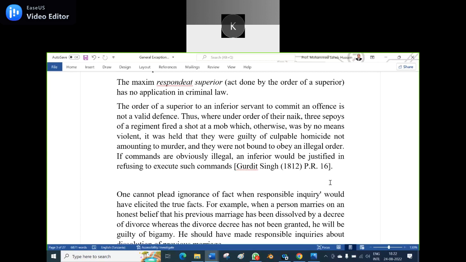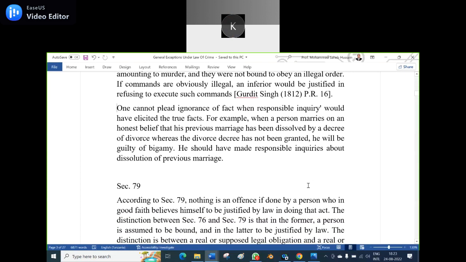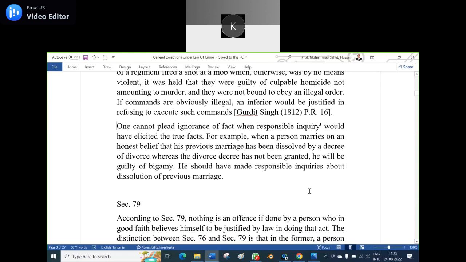If that procession was non-violent, then they cannot say that the order was given by the Nayak and we have fired. They will be held liable for culpable homicide not amounting to murder, and they were not bound to obey an illegal order. They can obey a legal order, but they cannot obey an illegal order. They can fire on a violent mob, but they cannot fire on a non-violent mob. If commands are obviously illegal, an inferior would be justified in refusing to execute such command. They can say, no, we don't want to fire on these innocent protesters because they are non-violent. This was held in Gurdat Singh case.